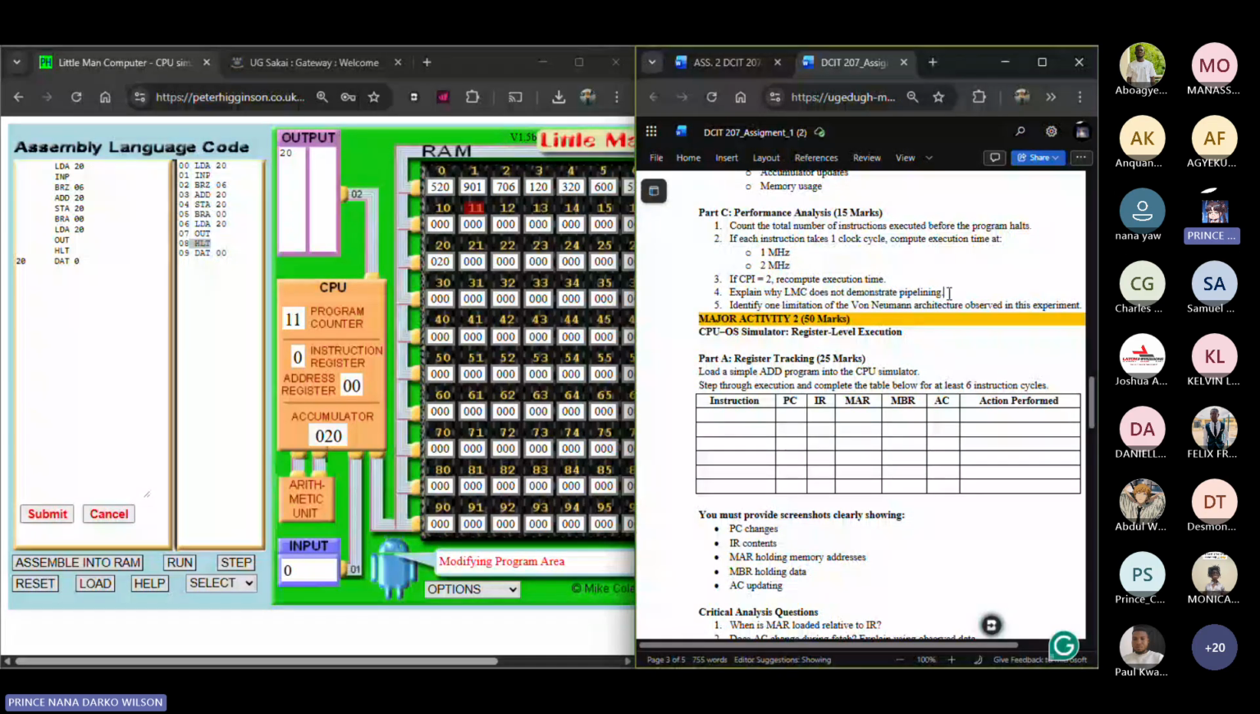Identify one limitation of the von Neumann architecture observed in this experiment. That limitation was what happened in the first lines of instruction when we branched to address 8.